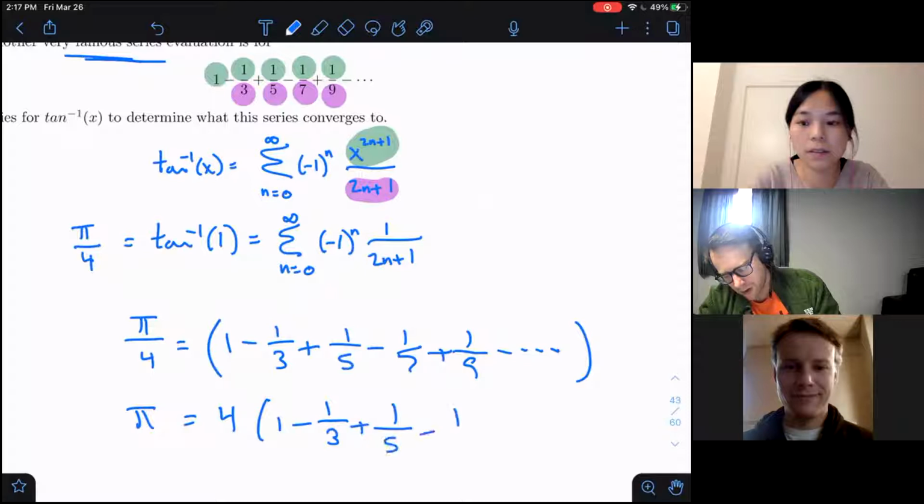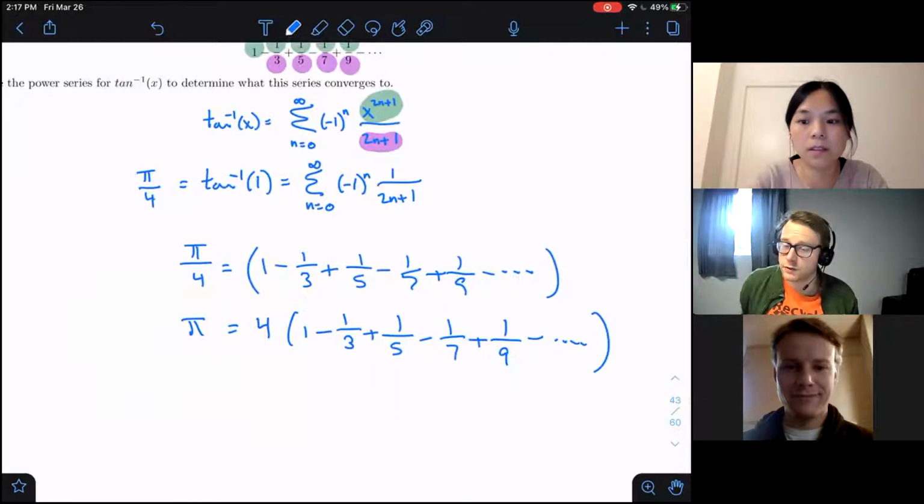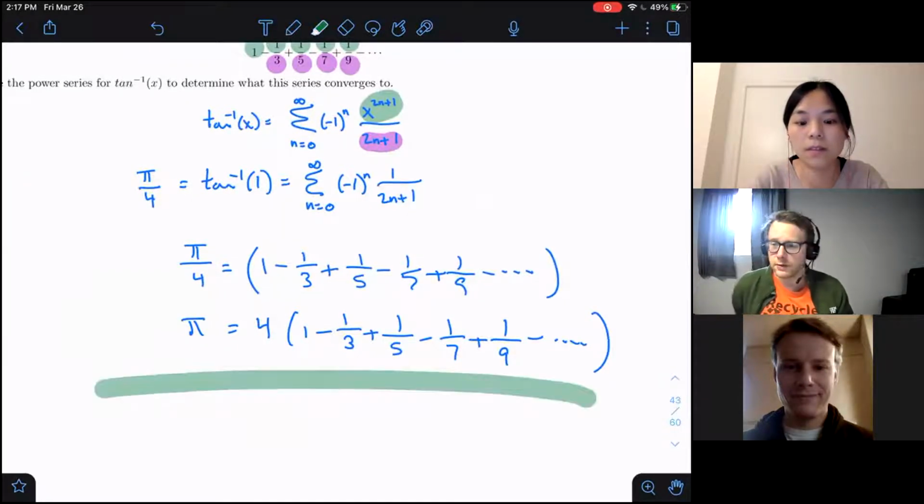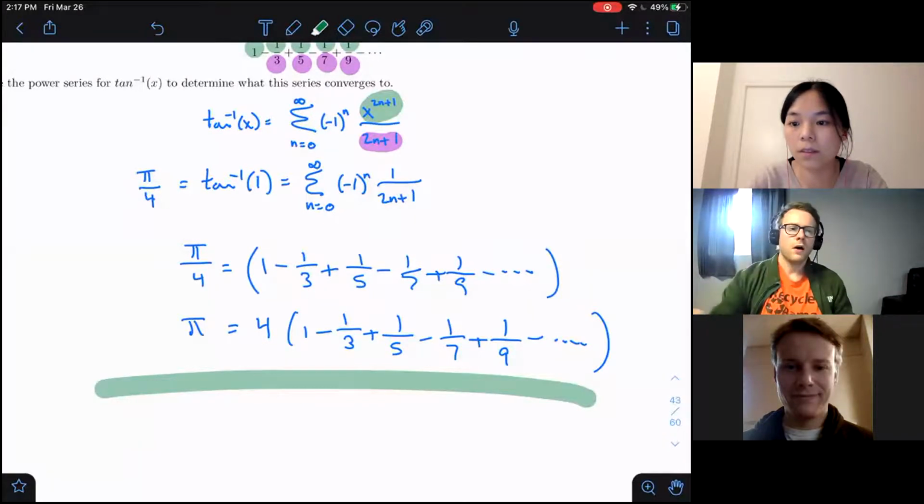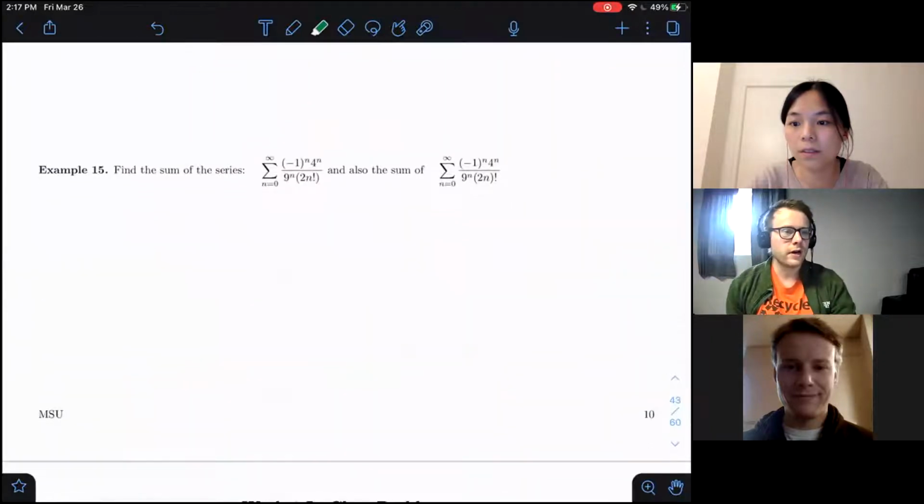And so this right here is a good way of approximating pi. Turns out there are other faster ways of approximating pi, but historically, this is one of the first that was discovered. Okay. Let's go ahead and do a few more here.